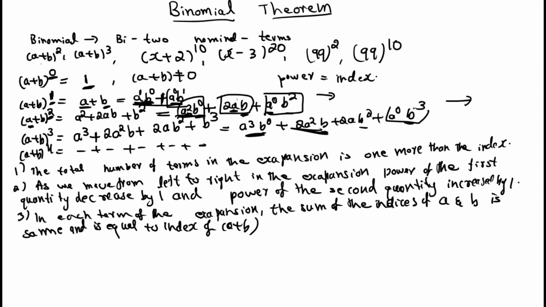0 plus 3, it's equal to again 3. See, throughout each term, the sum of the indices, or the sum of the powers, of the first quantity and second quantity remains the same. And moreover, what is our observation? That the sum of the indices is equal to the index, right? See, here you are getting 3, here 3, here 3, here 3. 3 is nothing but the index of the given expression, right? So that is the third observation.